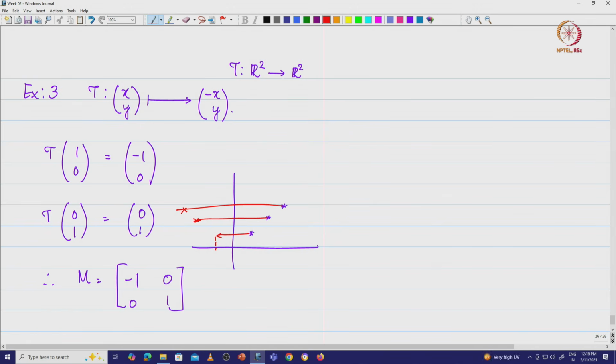That means whatever you had, let us call this (1, 2), let us call this (2, 3), and let us call this (3, 4). Now, what has happened? (1, 2) has become (-1, 2), (2, 3) has become (-2, 3), and (3, 4) has become (-3, 4). That means it looks like I have kept a mirror along the y axis such that it reflects. So, this is going to be a reflection about the y axis.